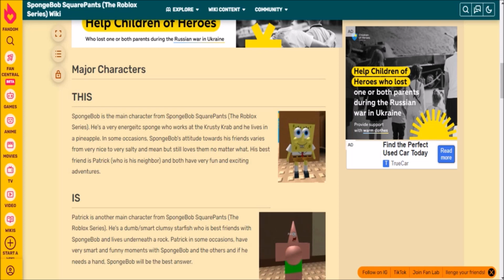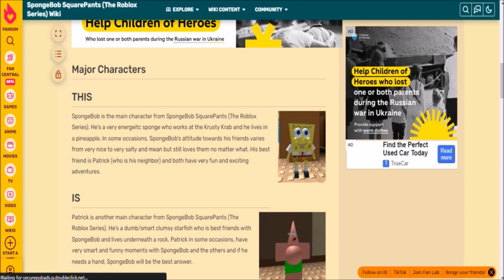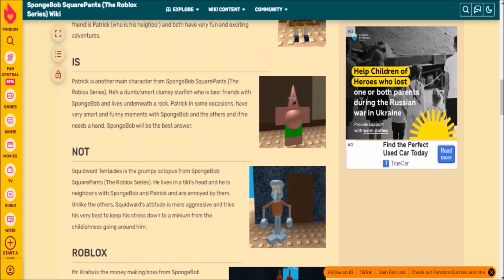All right, so this is SpongeBob. SpongeBob is the main character from SpongeBob SquarePants Roblox series. He's a very energetic sponge who works at the Krusty Krab, and he lives in a pineapple. On some occasions, SpongeBob's attitude towards his friends varies from very nice to very salty and mean, but still loves them no matter what. His best friend is Patrick, who is his neighbor, and both have very fun and exciting adventures.